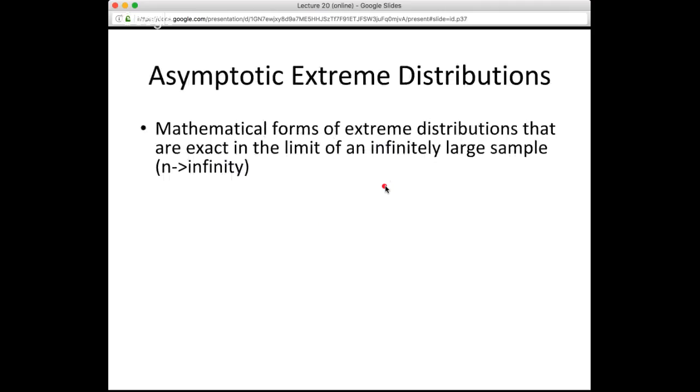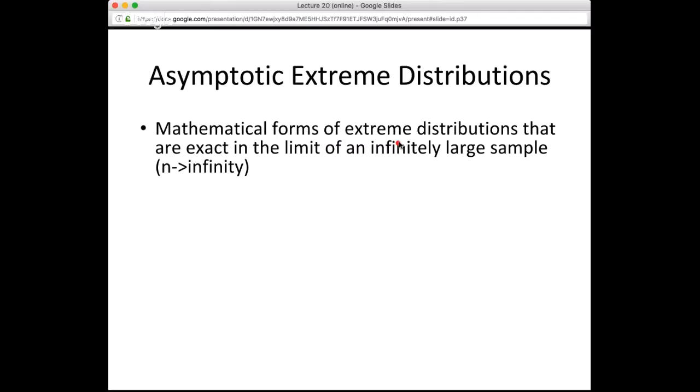Okay, so that really concludes the discussion of exact extreme distributions. Now we can talk about something that's quite interesting and related, and actually shows up in the literature quite a lot if you study hydrology or look at extreme events in some other aspect of engineering, and that's called asymptotic extreme distributions. Basically, asymptotic extreme distributions are mathematical forms of the extreme distribution that are exact in the limit of an infinitely large sample size.